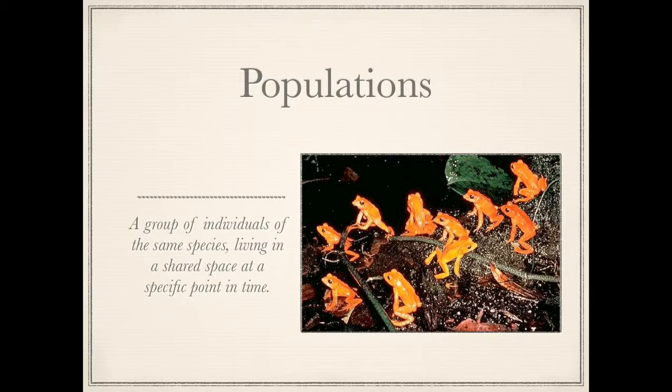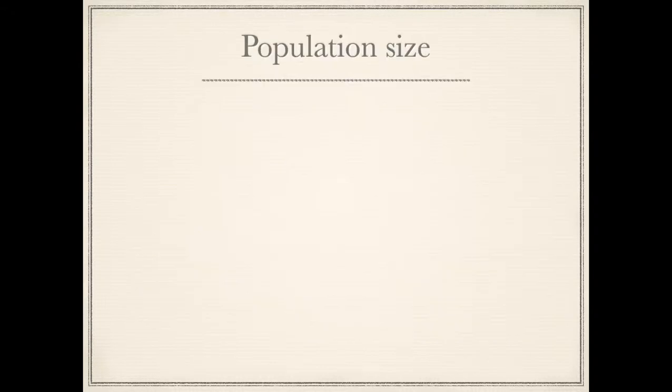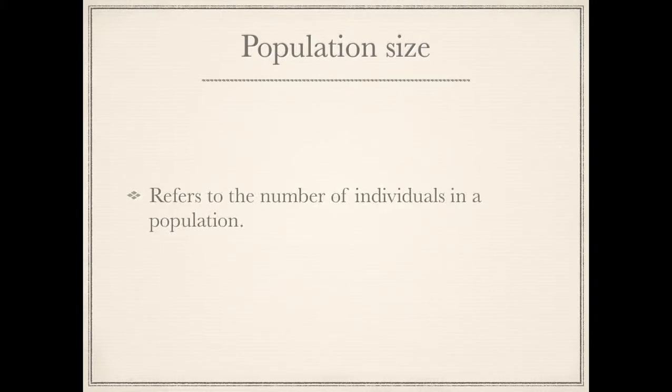A population, in general, is just a group of individuals of the same species that live in the same space at a specific time. So if you look at the image over here, you've got a bunch of frogs. Not many in this case, but usually populations have greater numbers. And they're living together as a population, more than one of the same species in the same space in a given time. And population size refers to the number of individuals in the population. So what that means is really how many are there.